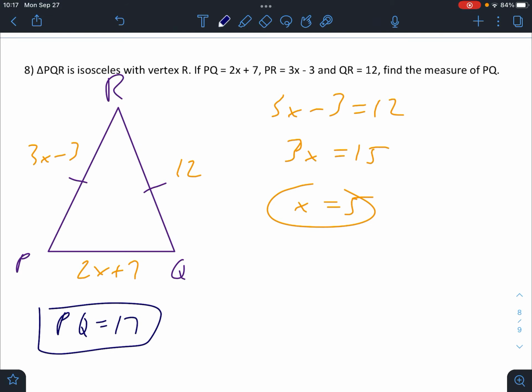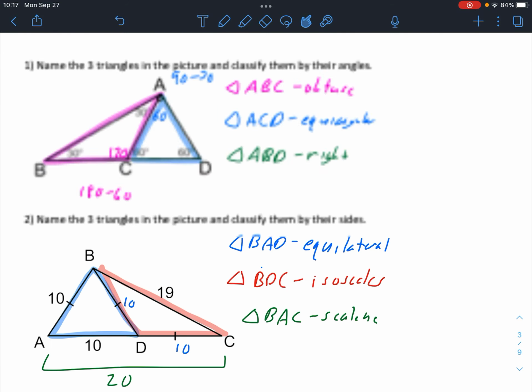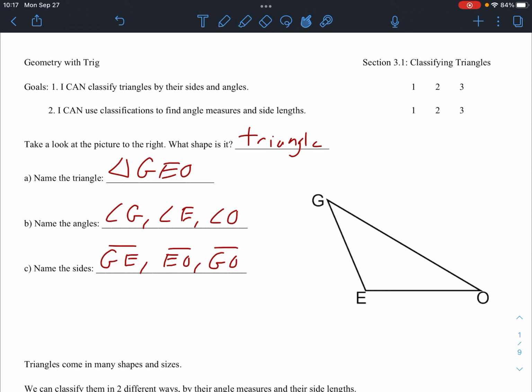All right, that's it for today. Go back and ask yourself if you've hit your 2 goals today. Could you classify triangles by their sides and angles? And can you use those to find angle measures and side lengths as well? Mostly just side lengths today. We'll talk about angle measures soon coming up.